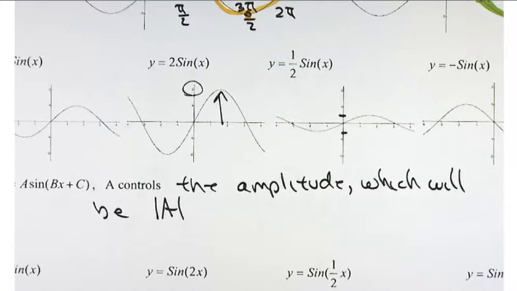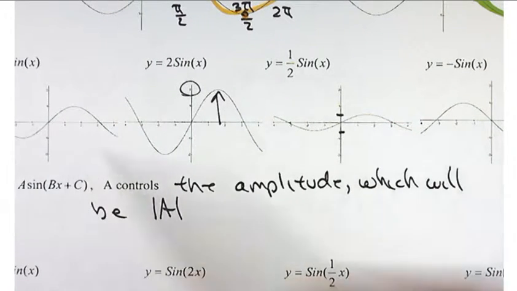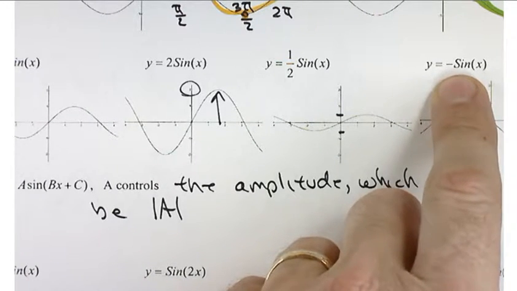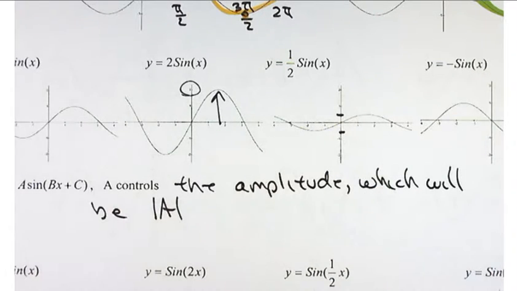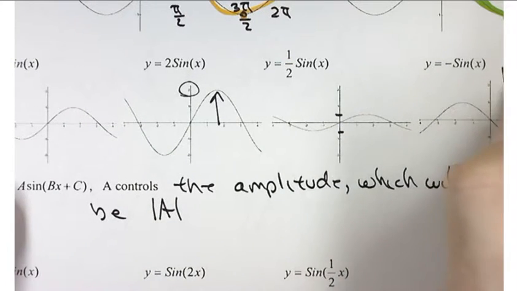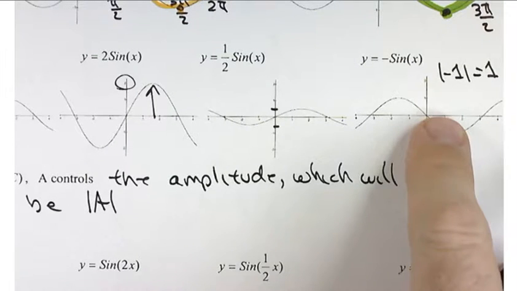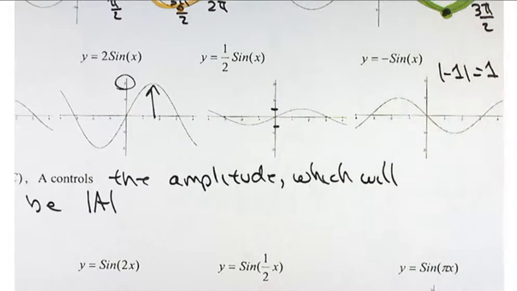What happened with the negative here? What did that negative do to the graph of the sine function? It flipped it. But what's the coefficient here? The coefficient's -1, but its amplitude, if you take the absolute value of -1, is 1. It has the same amplitude as our original function. It's just been flipped around the x-axis, but its amplitude is still 1.